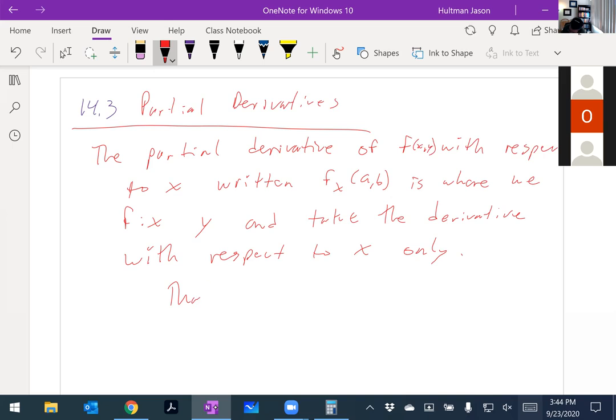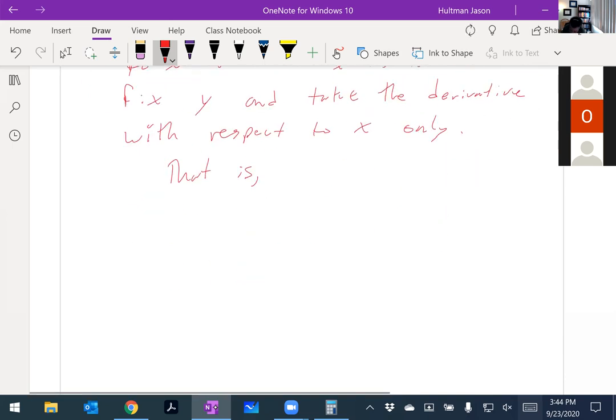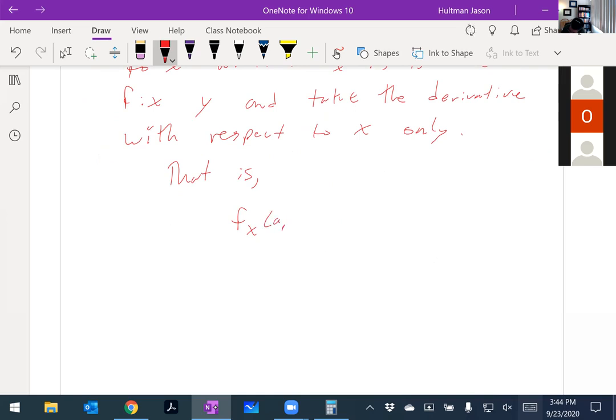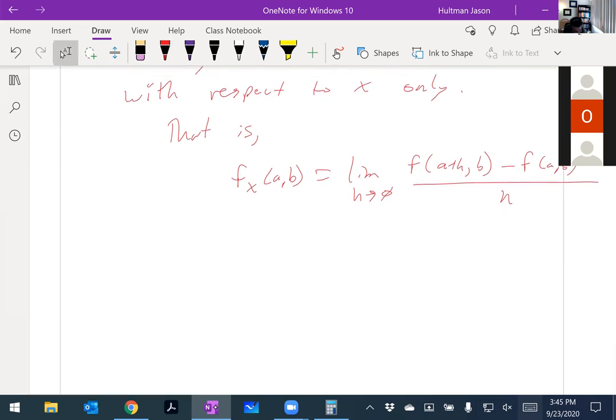That is, f sub x evaluated at a, b is equal to the limit as h goes to 0 of f of a plus h comma b minus f of a, b all over h. So that's a partial with respect to x. Okay, f sub x at a, b.